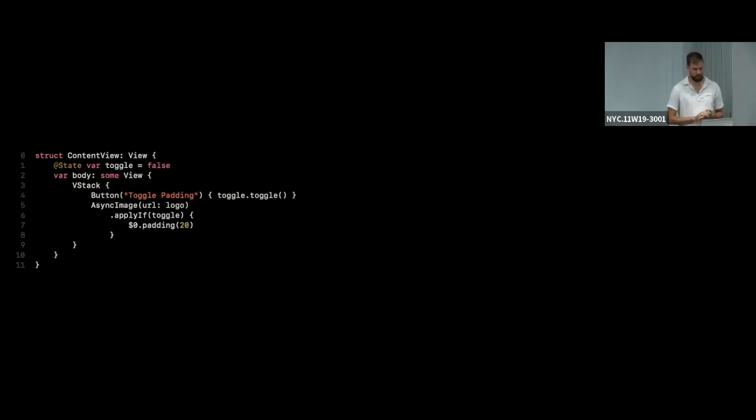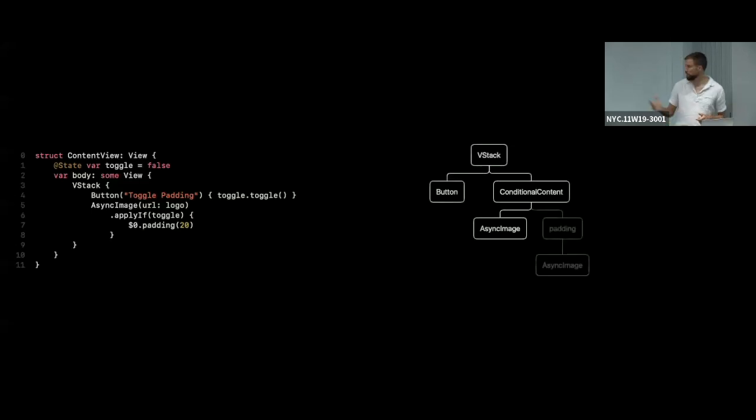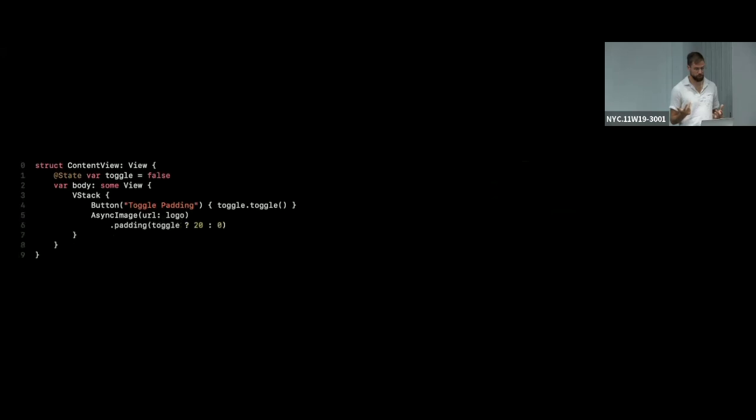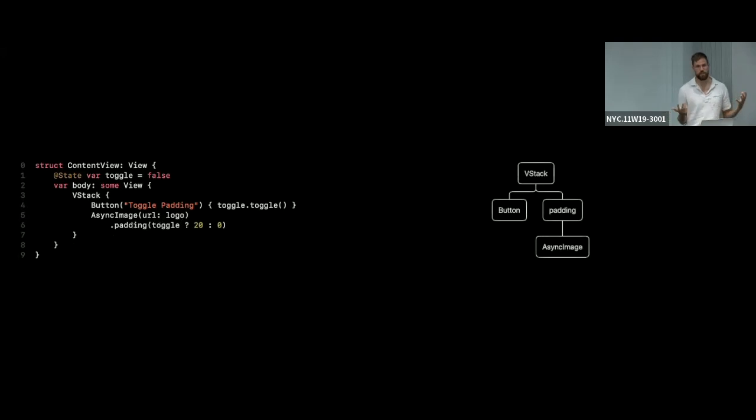What you should be doing is not write these applyIfs. Here you can see the view tree that we get: the conditional content either has an async image or a padded async image. We should be writing it like this, where we set the padding to 20 if the Boolean is true and to 0 otherwise. And this is the associated view tree. You can see that even if we translate this to a render tree, no views ever get inserted or removed.